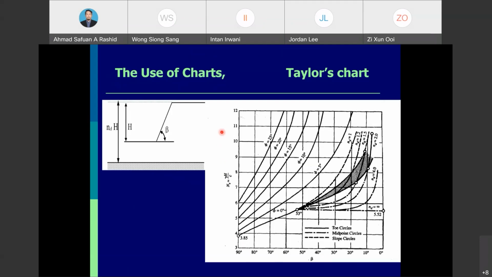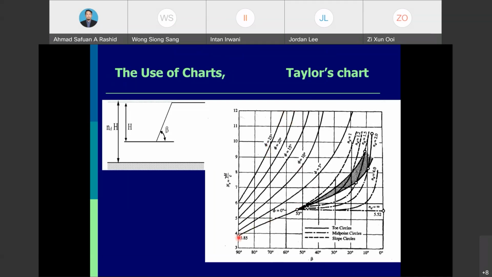All of the charts we can consider as a dimensionless or normalized approach. For example, the stability number is just a number without any units, where it is gamma times H over c. Gamma is in kilonewton per meter cubed, times H in meters, over c in kilonewton per meter squared. Beta is considered as a degree, so it doesn't have any units. Then this curve or line is related to phi, which also doesn't have any units.